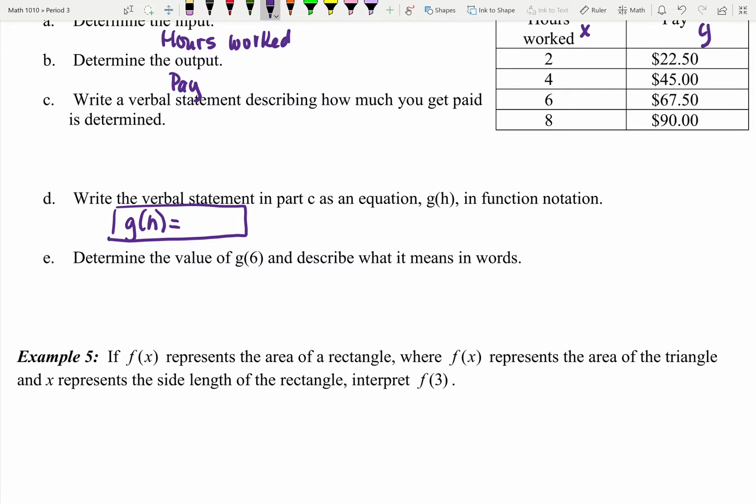Okay, so the equation right here, Braxton, what'd you put, bud? G of H equals 11.25 times H. Okay, is he right? Yeah, write it down if you didn't. Okay, question E, I want you to do it by yourself. Determine the value of G of 6 and describe what it means in words. You guys, when it says words, if you don't write a full sentence, you're not going to get credit. Capital, subject, verb, a period or some kind of punctuation.